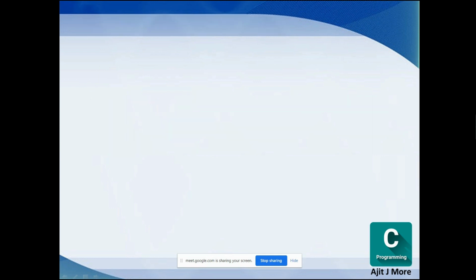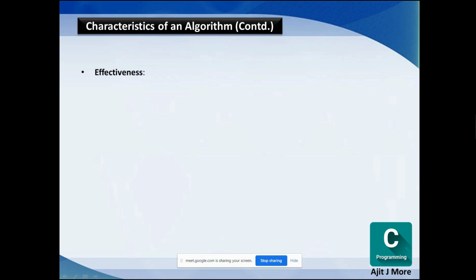And quickly, the last characteristic I'll tell you is effectiveness. Effectiveness means you write the steps of your algorithm in such a basic way that you should be able to evaluate them on your own using paper and pencil.